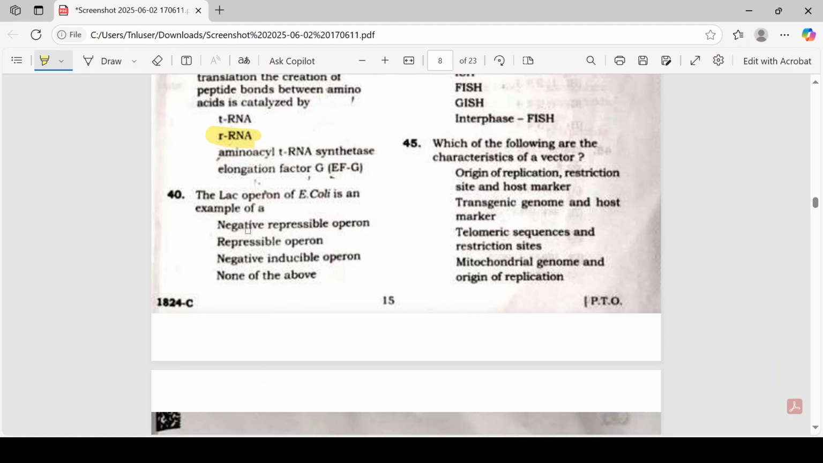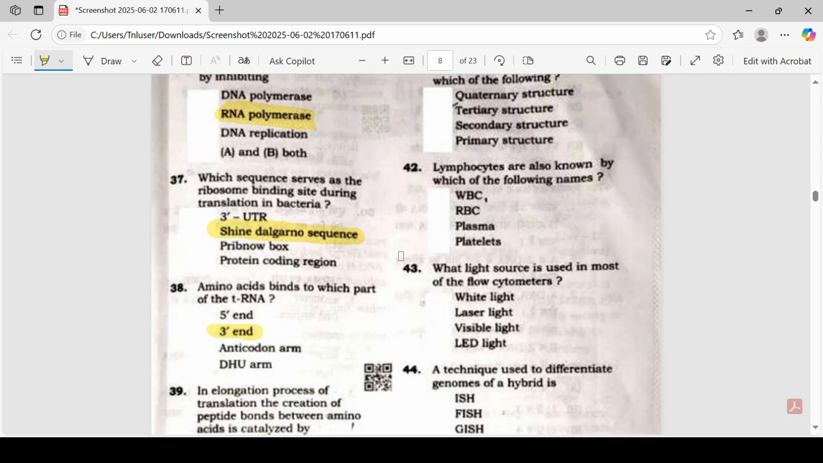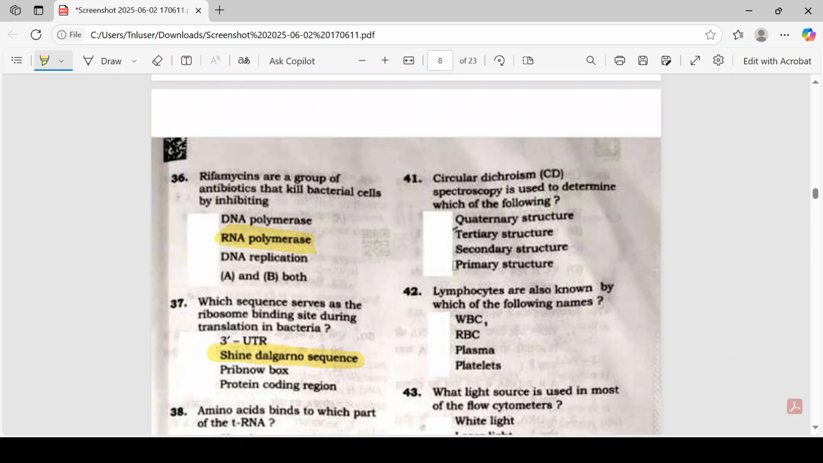Question number 40. The lac operon of E. coli is an example of, very easy question, negative inducible operon. The correct answer over here will be option number C. Let's now move ahead with question number 41. Circular dichroism, that is CD spectroscopy, is used to determine which of the following? The correct answer over here will be option number C, that is secondary structure.